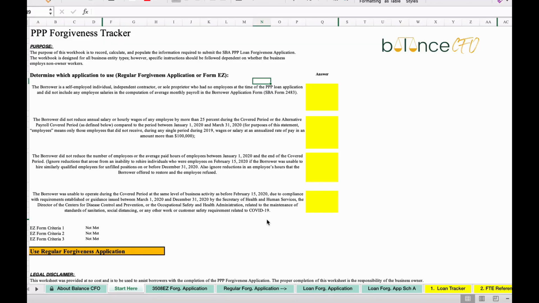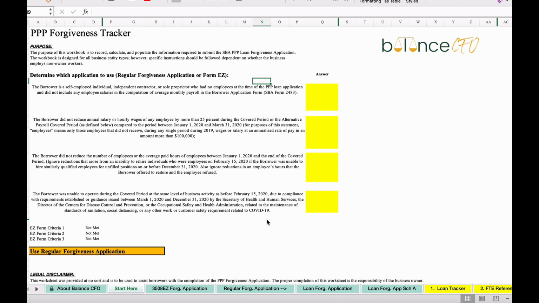So you have an option here. If you got your loan before June 5th, you can opt for either the 8-week, which was the original time period, or the 24-week period. So you can decide what makes the most sense for you. In a lot of cases, the 24 weeks is going to make more sense, especially if you didn't already spend all of your money within the 8 weeks. If you already spent all your money within that 8 weeks, you can go ahead and just select the 8-week covered period. If you got your loan though after June 5th, then you have to use the 24-week period.